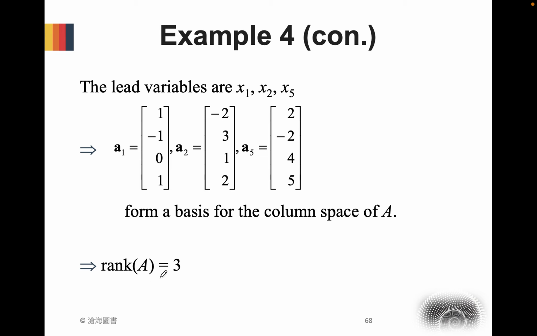So in this case, we know that the rank of the matrix A is actually the dimension of the column space of A, and also the dimension of the row space of A, right?